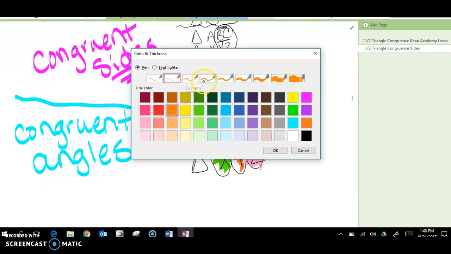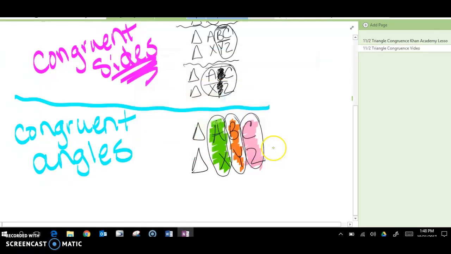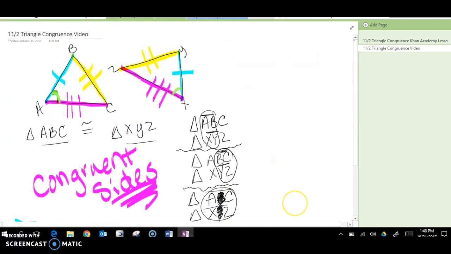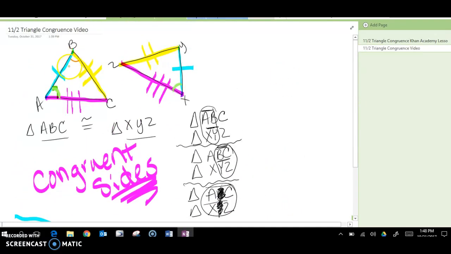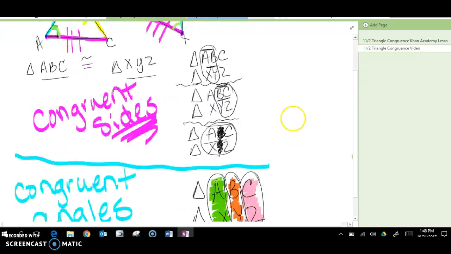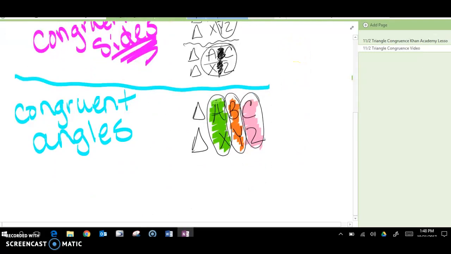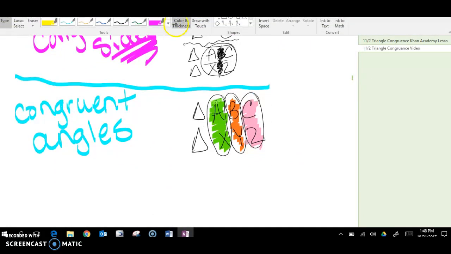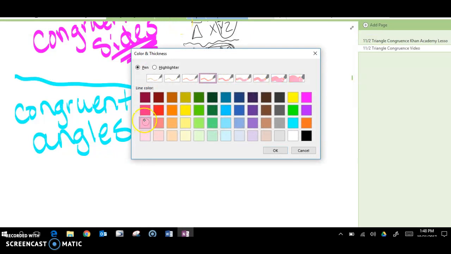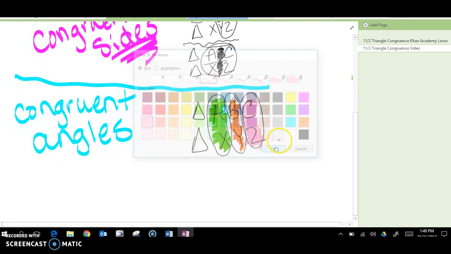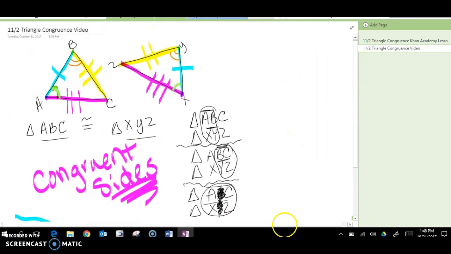Now let's get a thicker one. B and Y. So we said that B, and I'm going to go ahead and mark it with 2, and Y, because that is the second angle that is congruent to each other. Now I'm going to go back and look at CZ. And that was pink. Yep. C and Z. So now I can mark those, and that's my third set of congruent angles. So there's my third. 1, 2, 3.